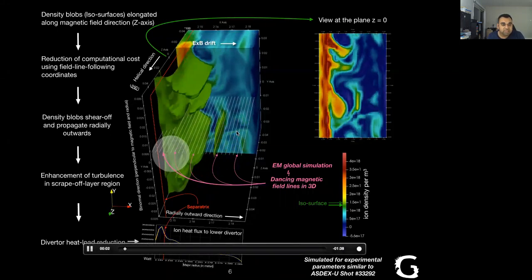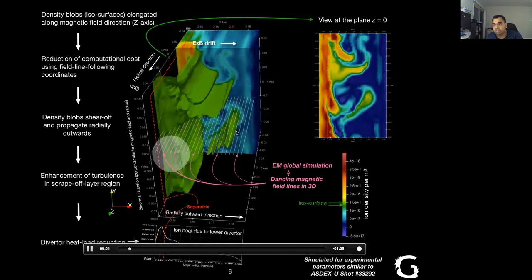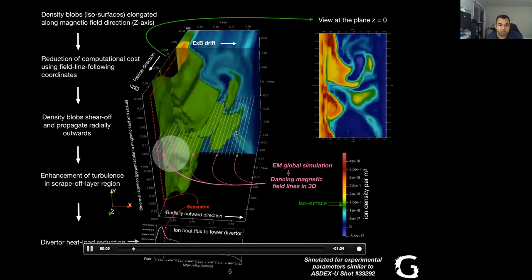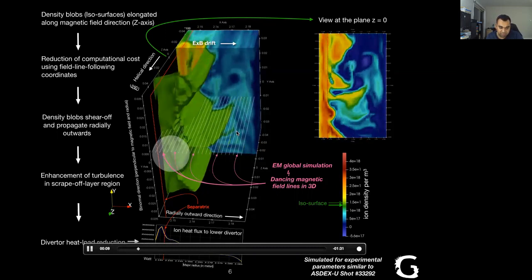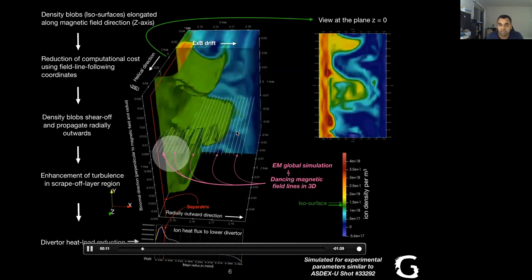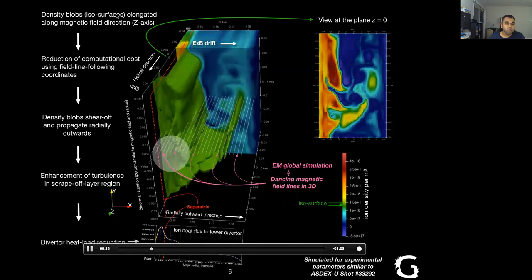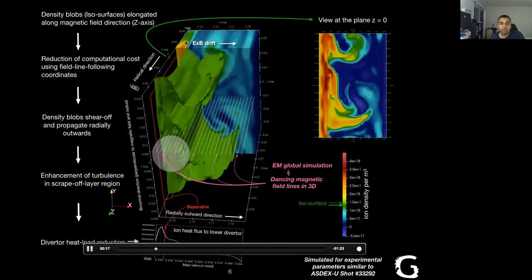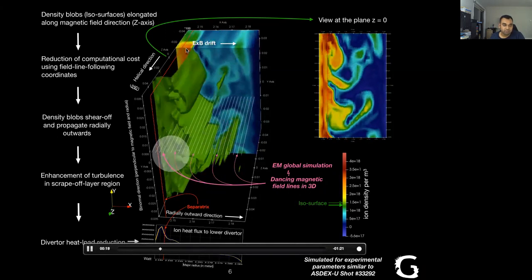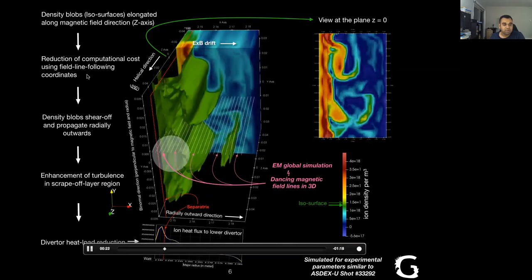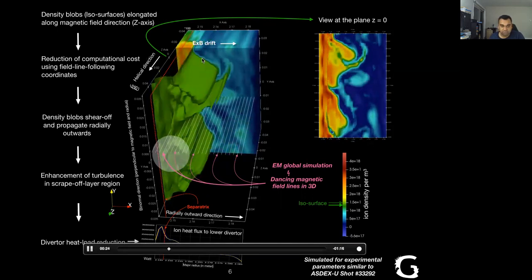And the density and temperature profiles, those profiles we measure in some statistically steady state of our simulation. And as I said, the density blobs are typically elongated along the magnetic field line, following the direction of the z-axis. And this helps us to reduce our simulation cost.